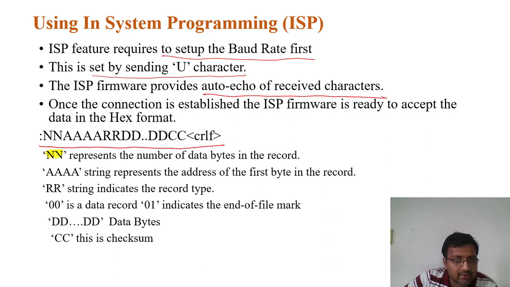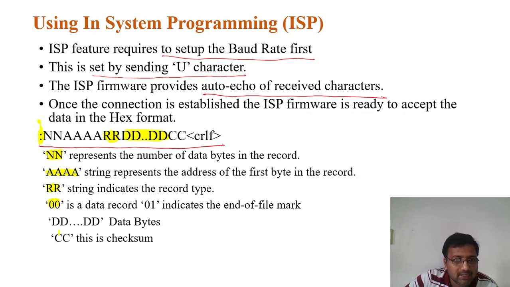The very first thing is a colon. Every hex file will start with a colon, and then NN is there. NN represents the number of data bytes in the record. Then AAAA is the string that represents the address of the first byte in the record. RR is the string that indicates the record type, which format you are using, whether Intel format or any other format. 00 is the data record, and 01 indicates the end of file. DD stands for the data, so it is actually the program code.